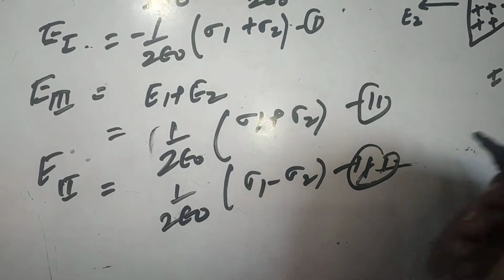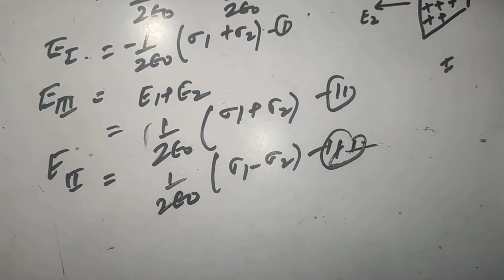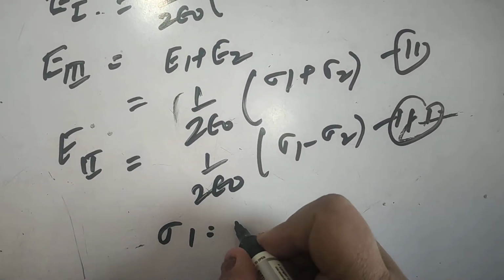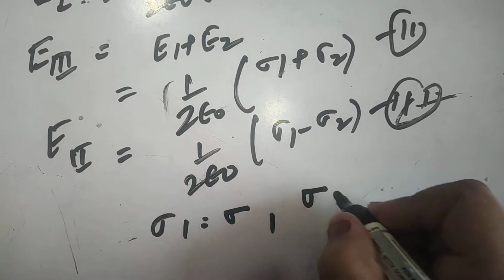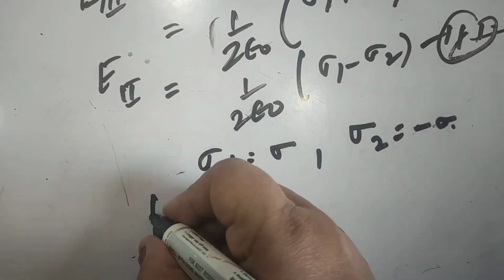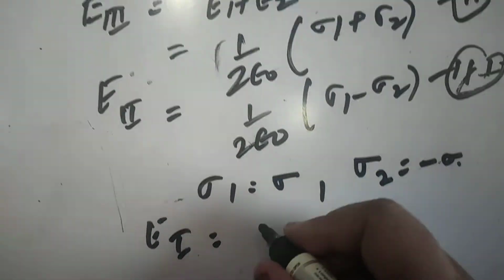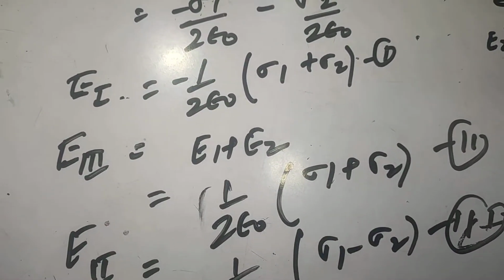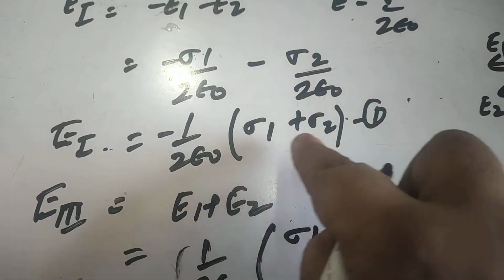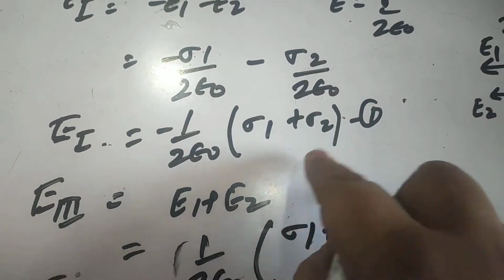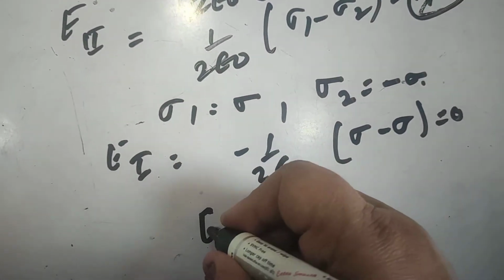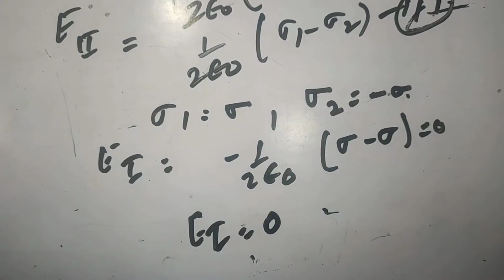Now if we assume that the first sheet has surface charge density equal to plus sigma, and the second sheet has surface charge density equal to minus sigma, in that case E in the first region is given by minus 1 upon 2 epsilon naught, sigma 1 plus sigma 2. So sigma 1 is sigma and sigma 2 is minus sigma. Putting this value, sigma minus sigma is equal to 0. It means E1 is equal to 0.